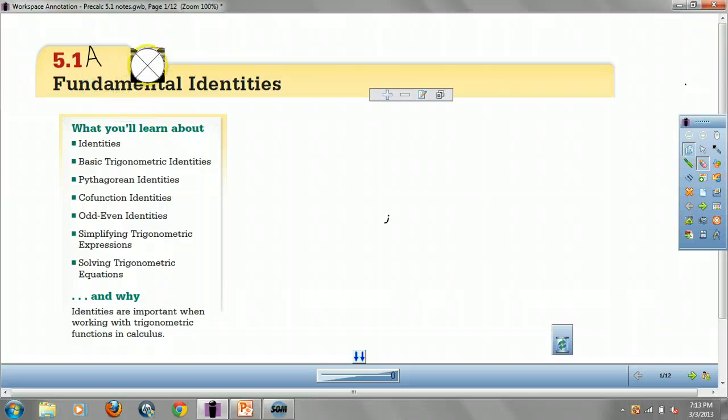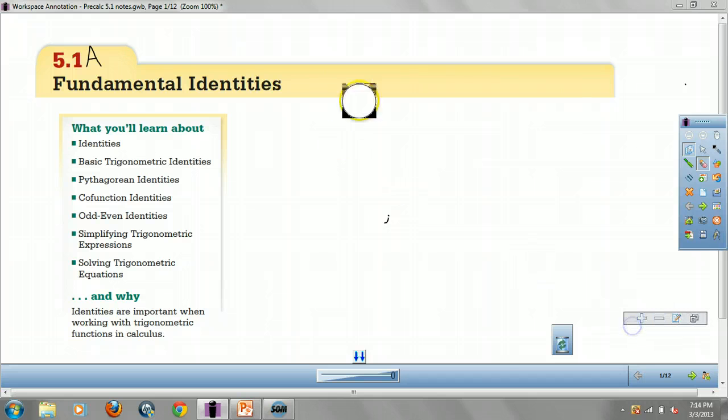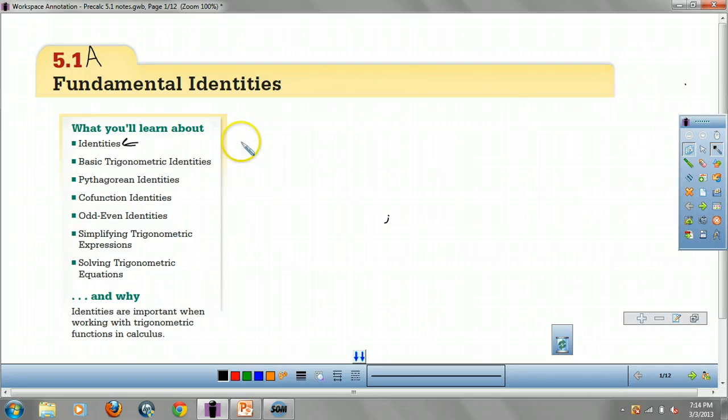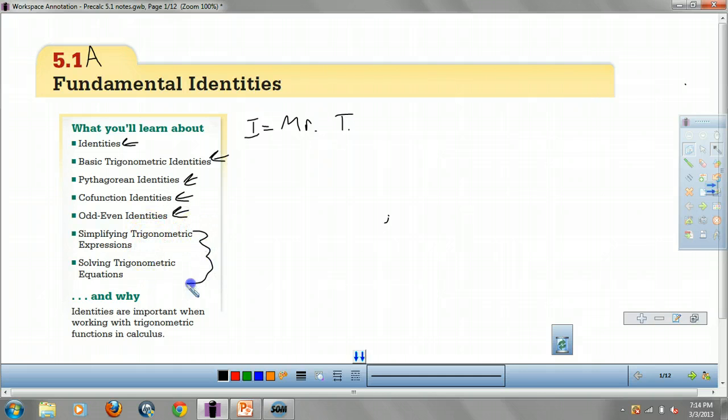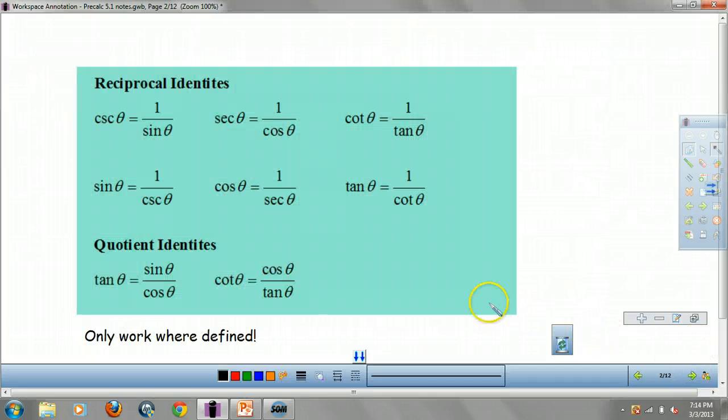Pretty much we're going to learn how to take trig functions and change them from one identity to another, depending on what we're given. In fact, if you look over here, we're going to learn about identities. You're going to find out who you are, who I am. By the way, I equals Mr. Twilliger. You're going to learn your basic trig identities, Pythagorean identities, co-function identities, odd even identities, and you're going to learn how to simplify and solve some trig functions given complex functions on top of functions on top of functions. Okay? Alright, let's get started.